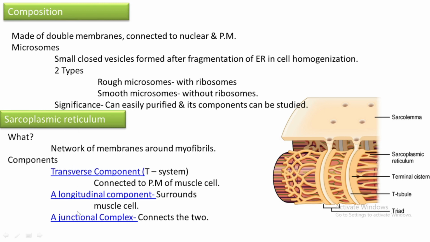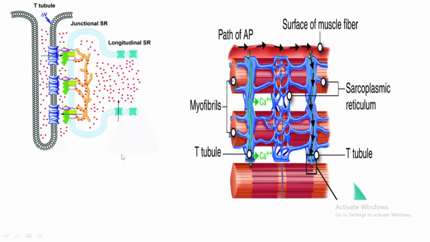Three components are present. The transverse component, always called the T system; a longitudinal component, which surrounds the muscle cell; and a junctional complex. I will explain. Transverse component. Look at this picture. Transverse component or T tubule. Here we can see a green portion. That is the T tubule.